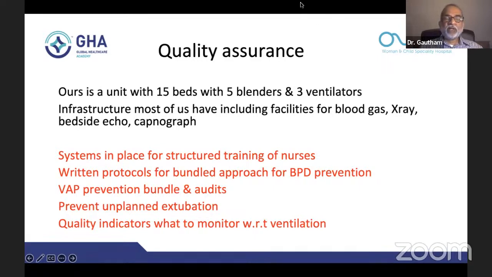I think those are good devices, and many units still have self-inflating bags or flow-inflating bags at the bedside. Some units have switched to using Neopuffs at the bedside, which are T-piece resuscitators. I think those are good devices because they limit the PIP, whereas with the bag, it's hard to limit the PIP, and you can cause inadvertent lung injury, whereas with the T-piece resuscitator, you can cap the PIP.